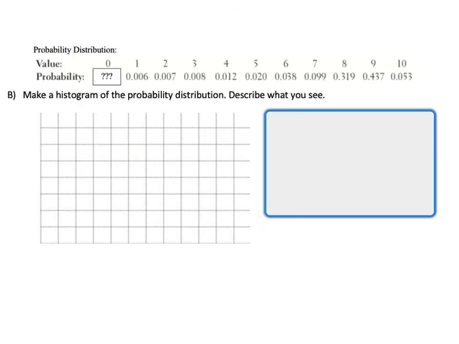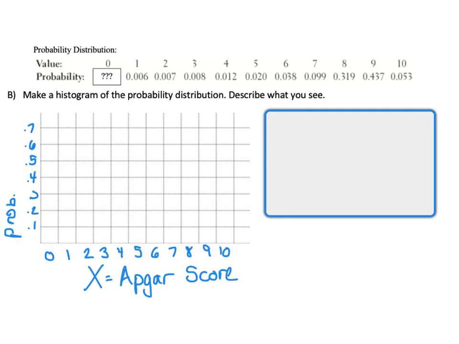So now we're asked to first create a histogram of the probability distribution, and then we're going to describe what we see. Right? So I'm going to put my random variables along the x-axis, and I'm going to put my probability along the y-axis. And I've sketched in my histogram here. So describe what we see.